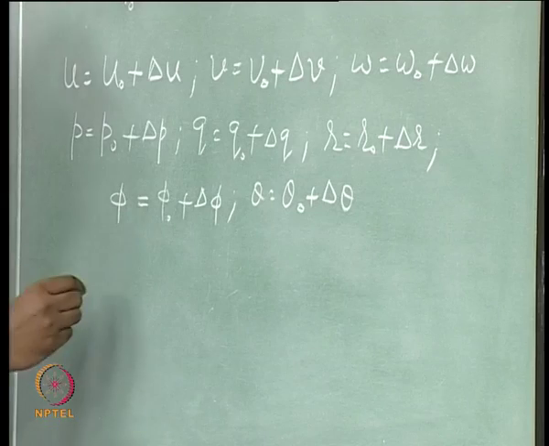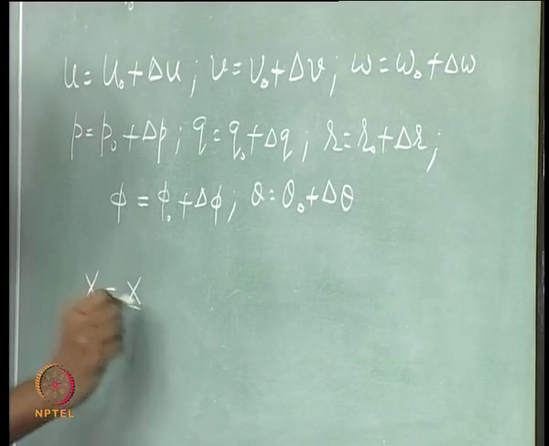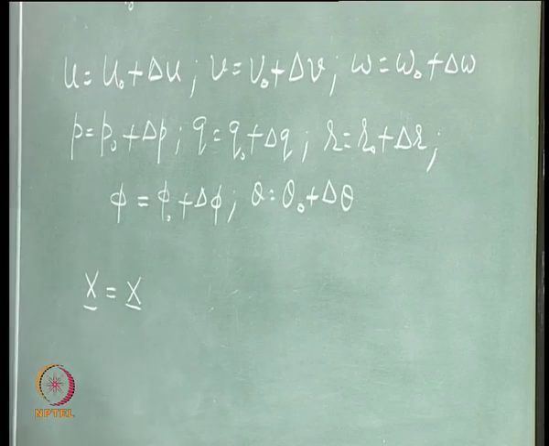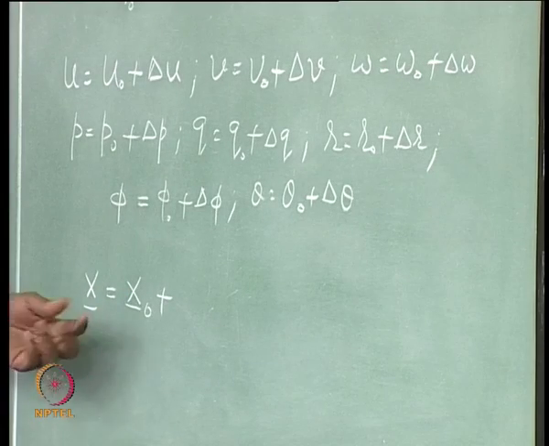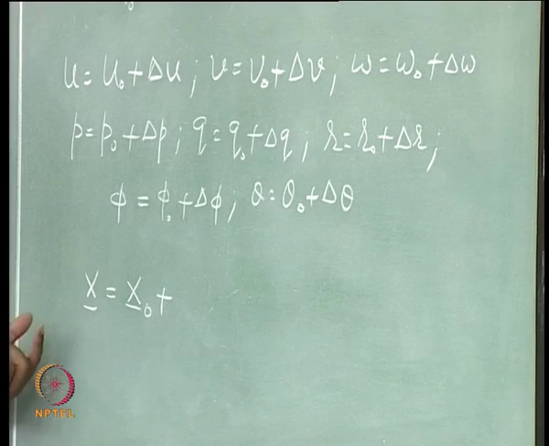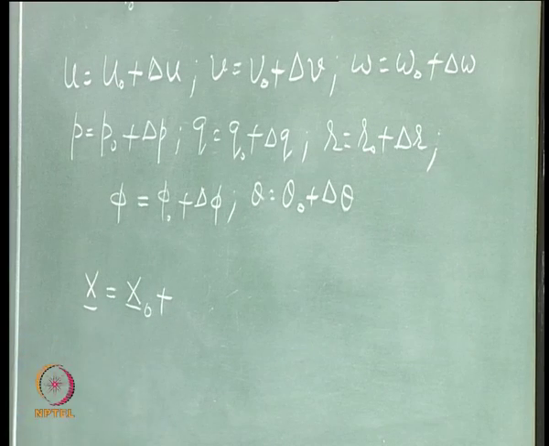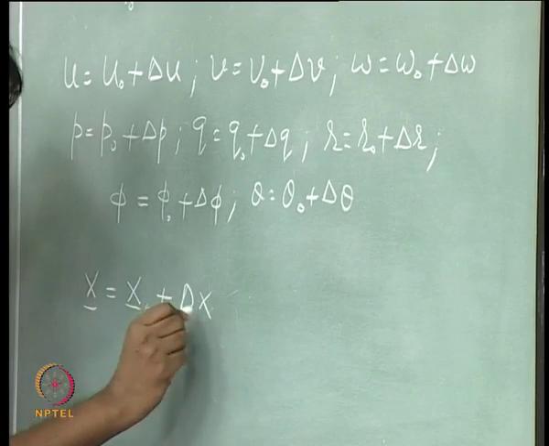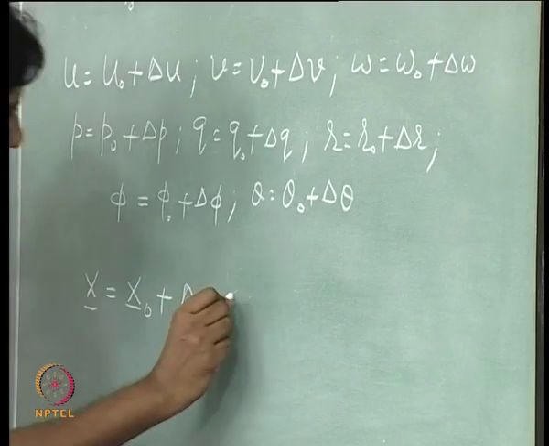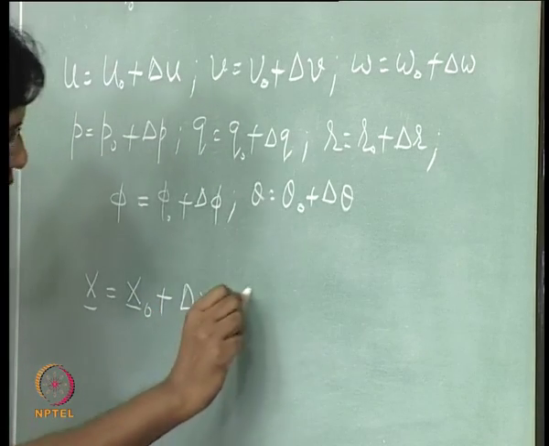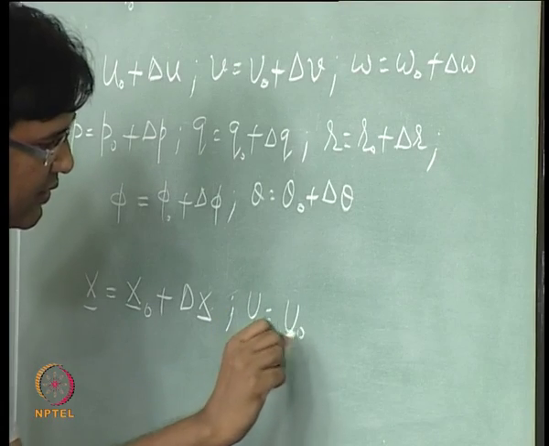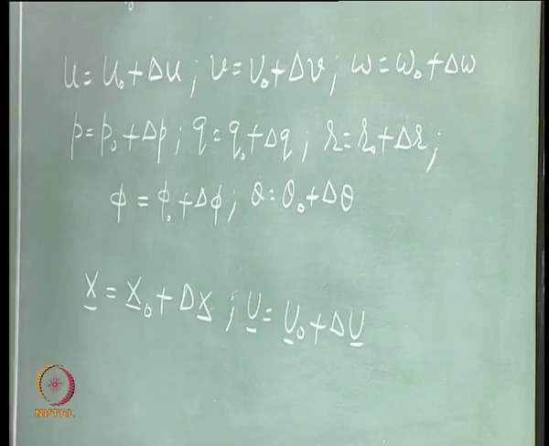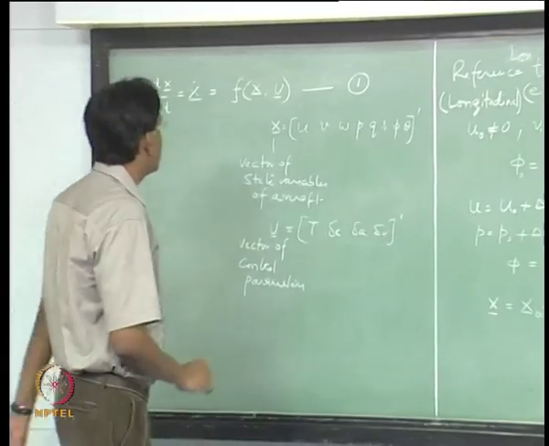Right. So, in general I can write this x bar as sum of this equilibrium condition plus the variation in x from the equilibrium condition. Similarly, I can also write for u the new condition, right, perturbed condition. Now, let us try to substitute those variables in this equation 1.